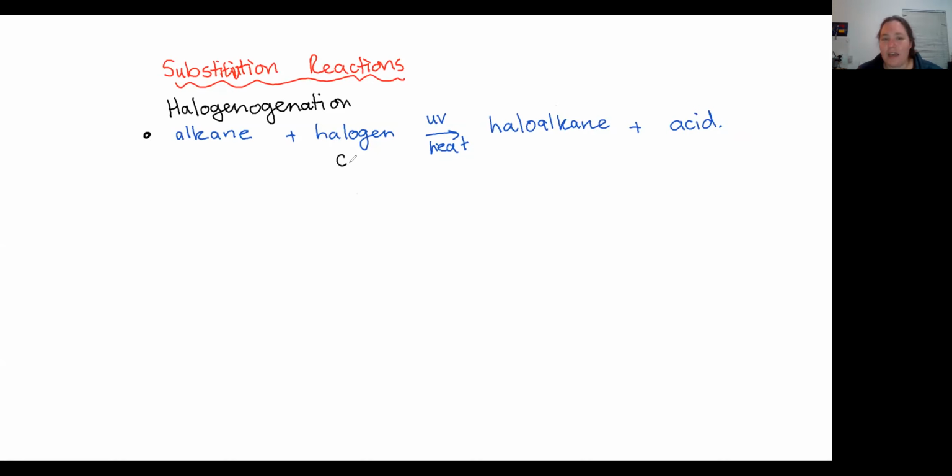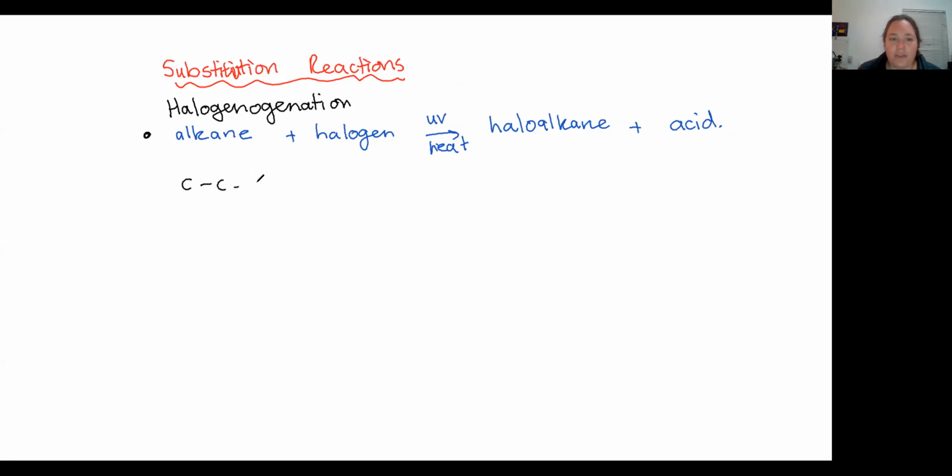If the halogen that we add is Cl2, then we can call this chlorination. If the halogen that we add is F2, then it's fluorination. If the halogen that we add is iodine, it's iodination. You get the idea. You may refer to the type of halogenation specifically by the halogen that you add. So I'm going to quickly discuss a couple of things around this reaction.